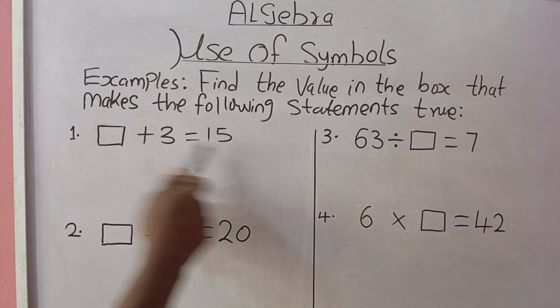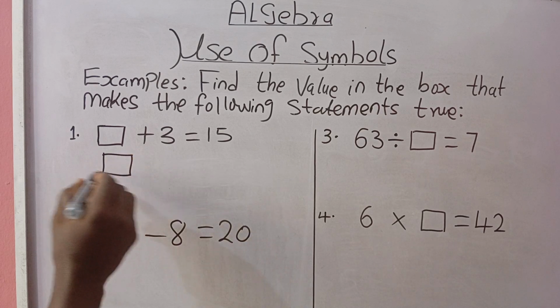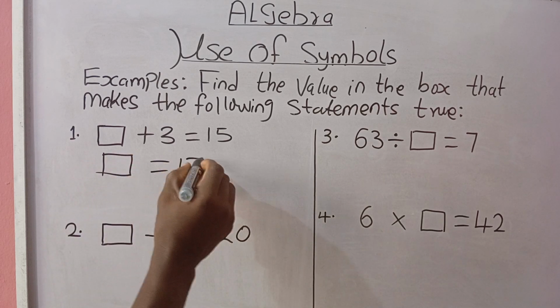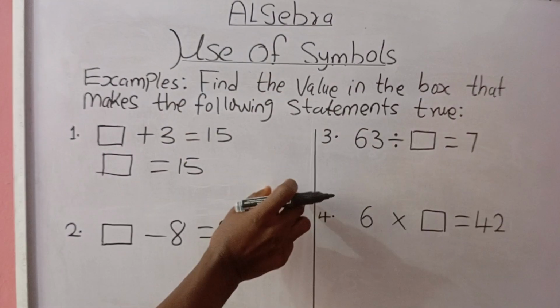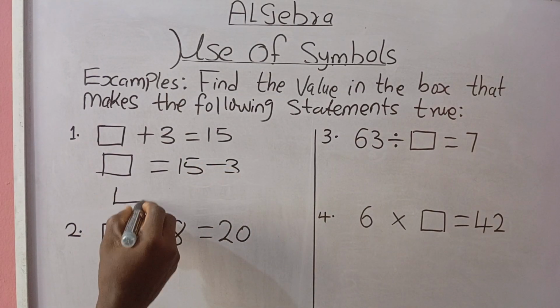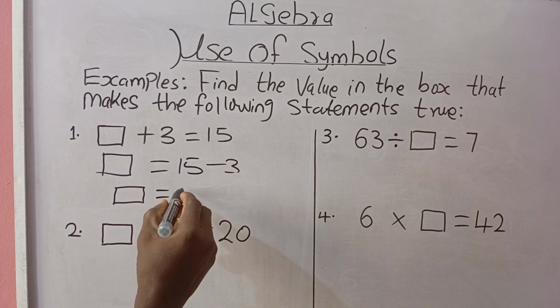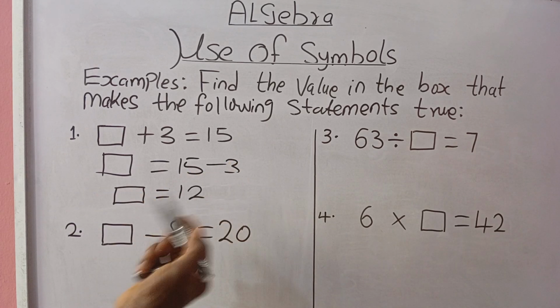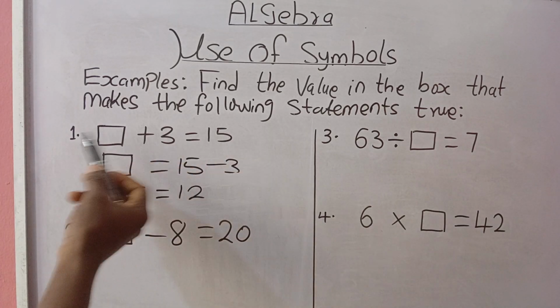All right, so let's collect like terms as we have it here. That will now be box is equal to 15, is what we have here already. Then plus 3 going to the other side of the equality sign will change to become minus 3. So in this instance, our box will now be 15 minus 3. That will give us 12. So 12 is the number that goes into this box to make this particular statement true.